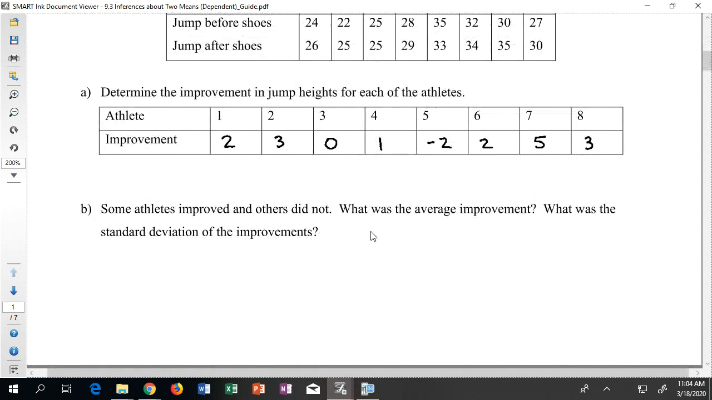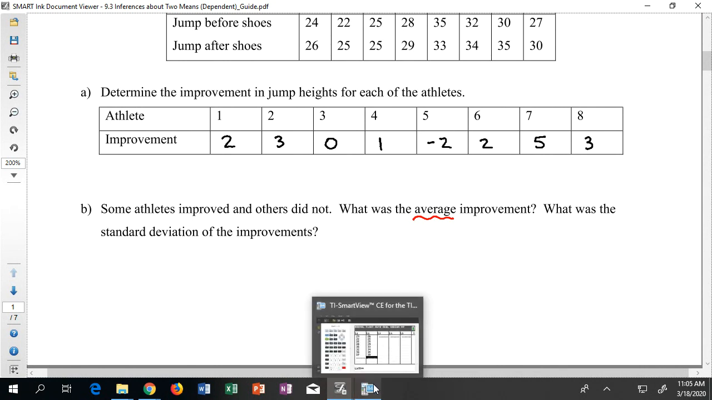And so if we take a look then at part B, we can see that some athletes will improve and others did not improve. But I might be asking the question, what was the average improvement? Okay, well, if I wanted to find an average improvement, I could easily go and just crunch out an average for all of these values. And I'm going to show you how to do that in one of 2 ways.